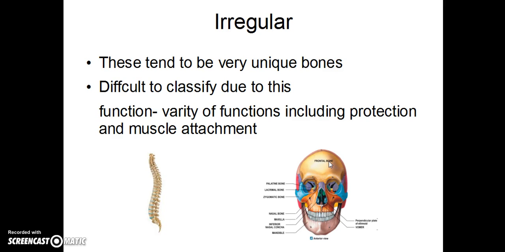There are also irregular bones. These are unique bones and all individual in size and shape. They also have a variety of functions. The vertebrae is an example of this type of bone, and facial bones.